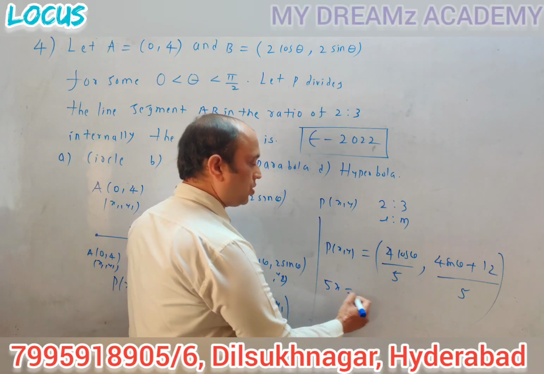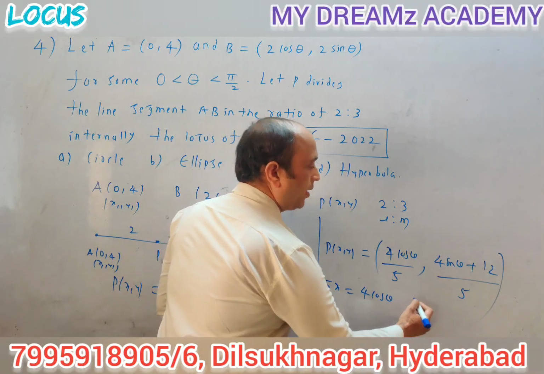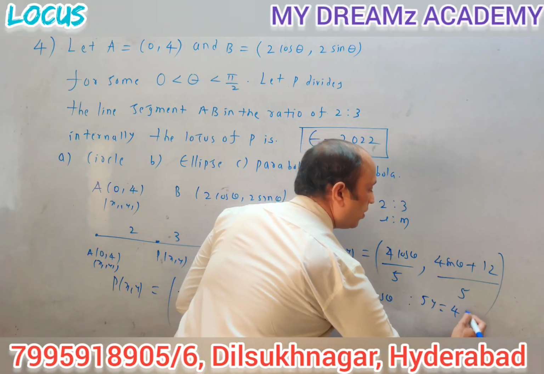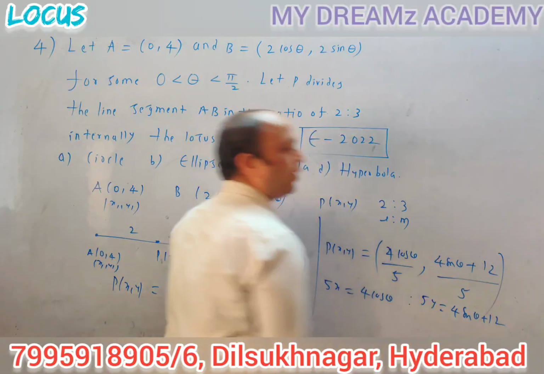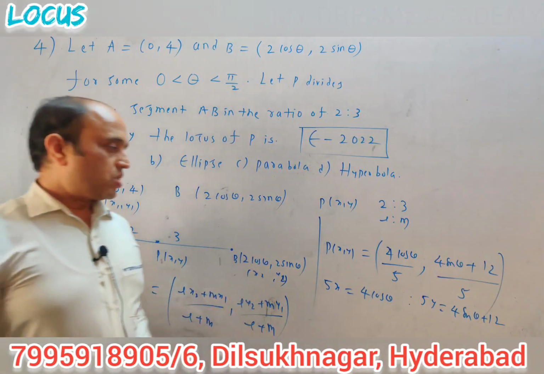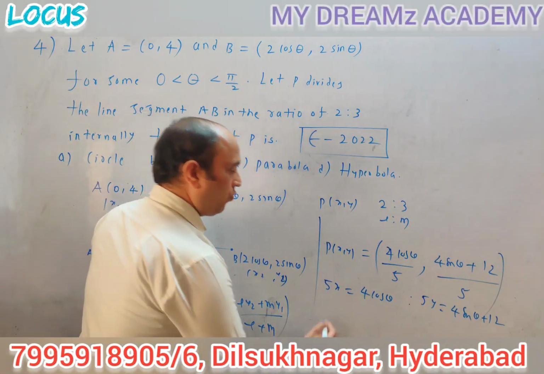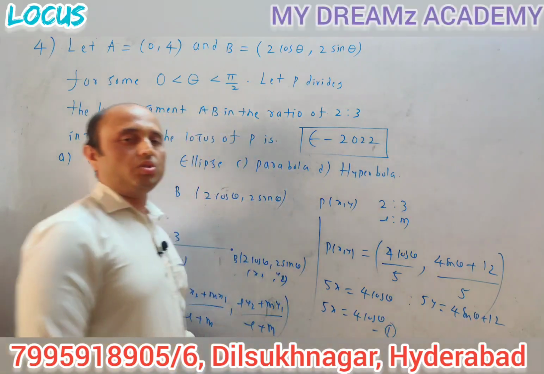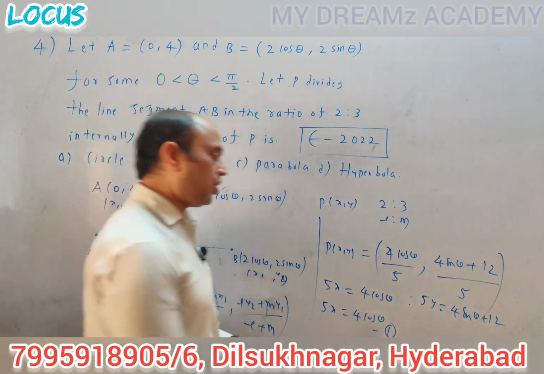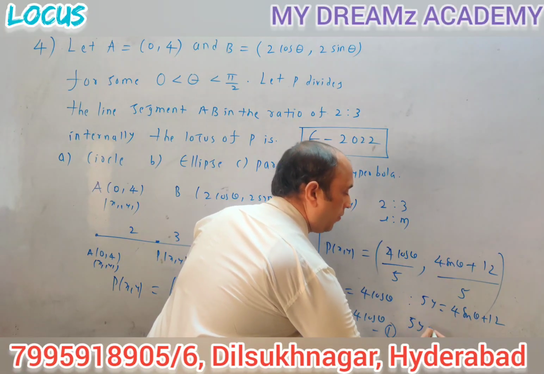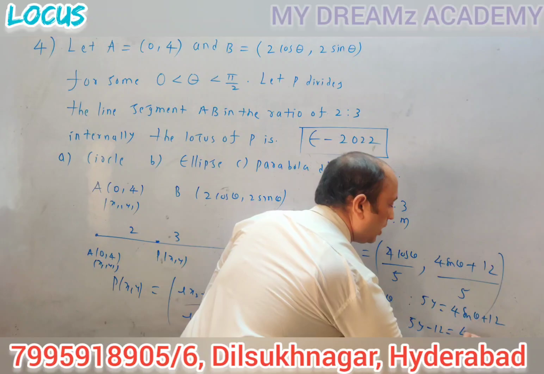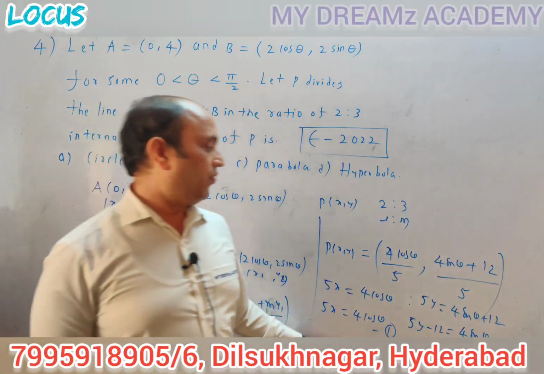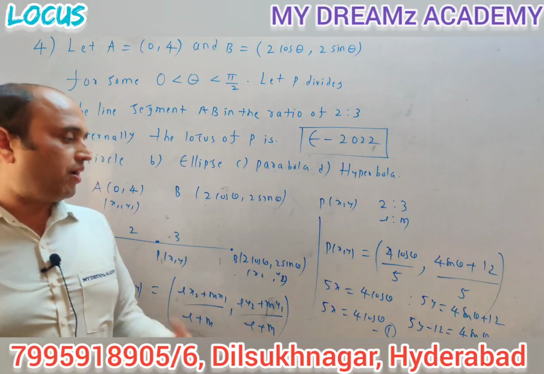Okay, now here equate these two. So 5x is equal to 4 cos theta. Next, equate the second terms: 5y is equal to 4 sin theta plus 12. So 5x is equal to 4 cos theta, equation number 1. Just eliminate the theta from these equations and we will get the locus. 5y minus 12 equal to 4 sin theta, equation 2.